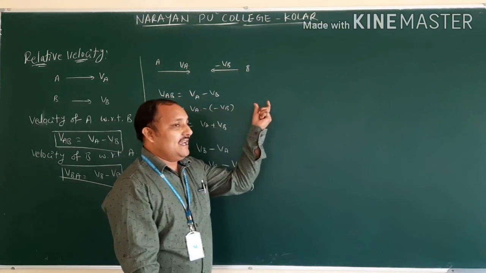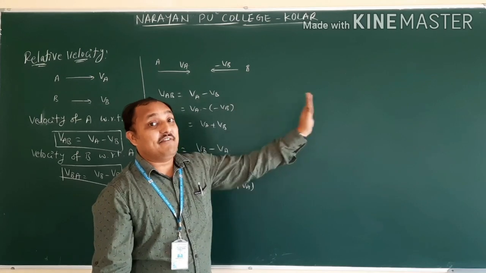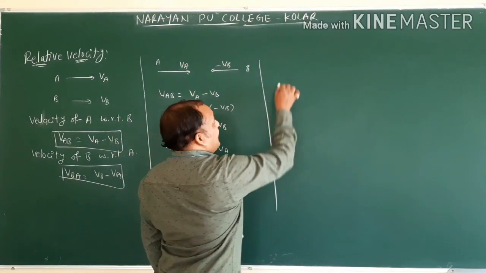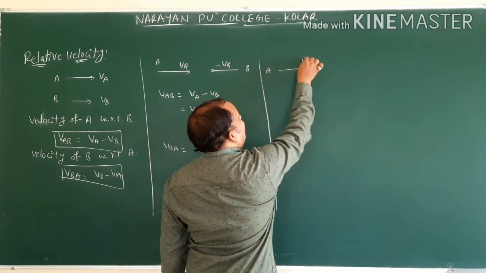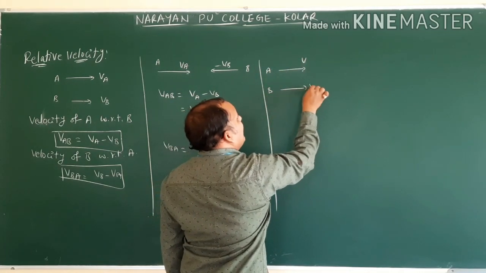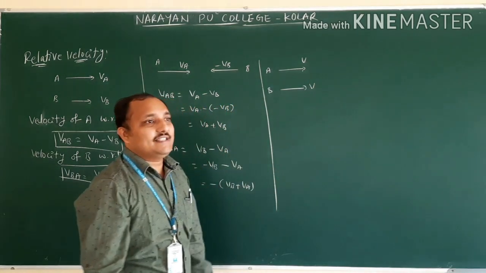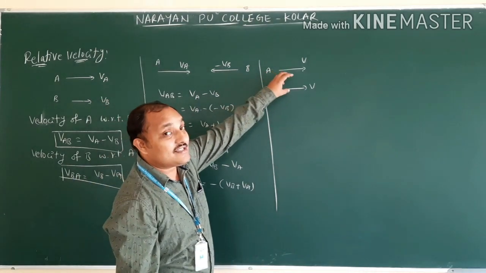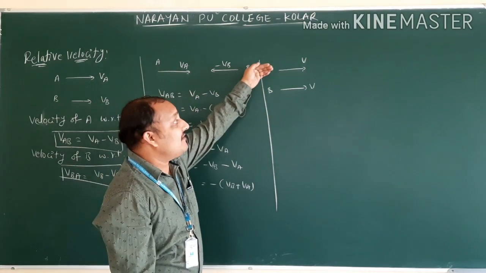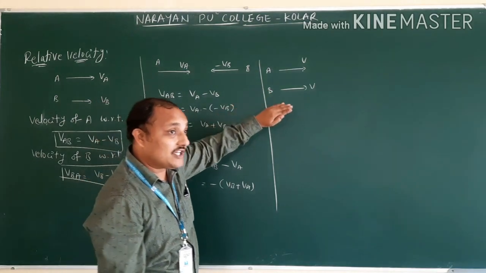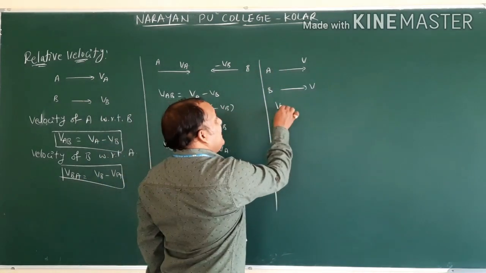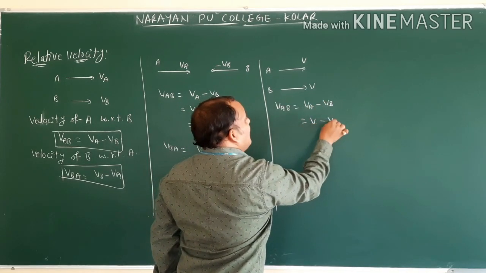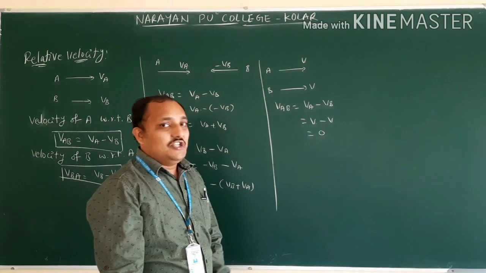Next, we will see both objects moving in the same direction with the same velocity. A is moving with velocity V, and B is moving with the same velocity, say 30 km per hour each. If both are moving with the same velocity, what is the relative velocity of A with respect to B, or of B with respect to A? VAB is VA minus VB, that is V minus V, which is nothing but 0.